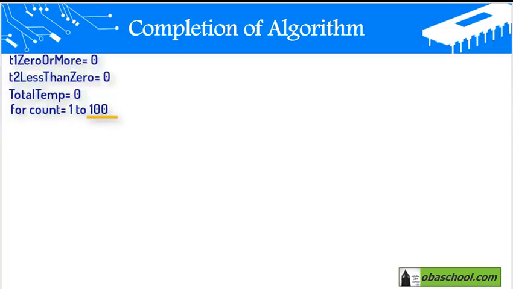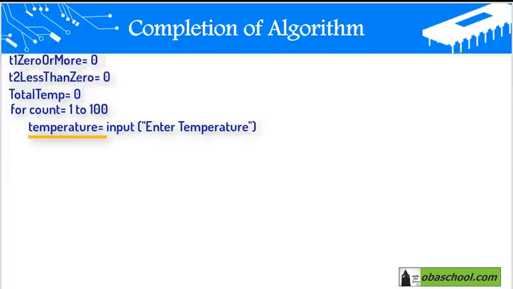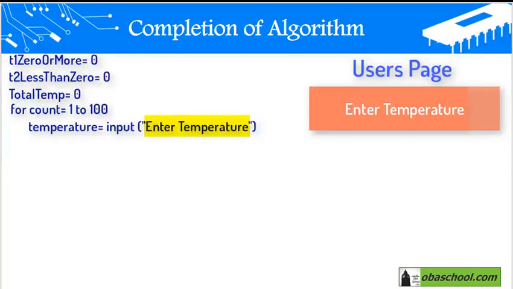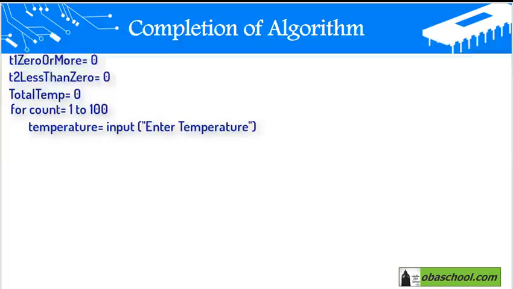Then we enter the for loop and put in variable temperature input enter temperature. We mean by input that the words enter temperature will be shown on the user's page to enter the temperature. Every time the user enters the temperature, the number of temperature will be saved in variable temperature. This sentence will be shown to the user 100 times till he enters 100 temperatures.